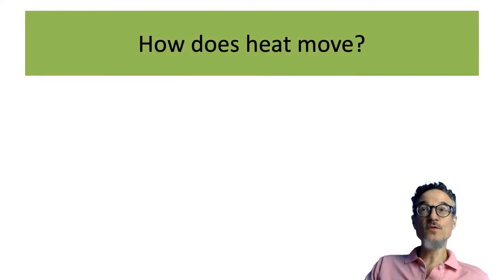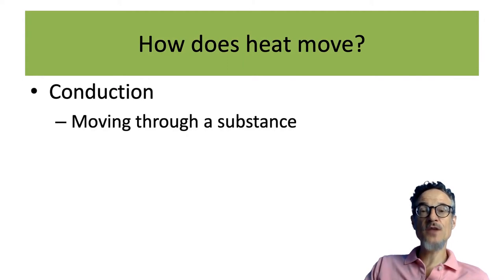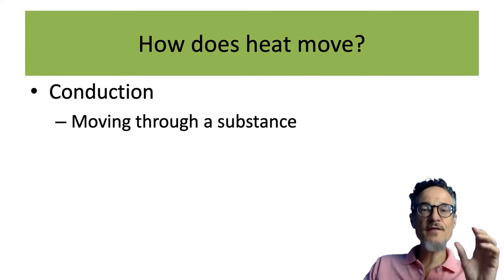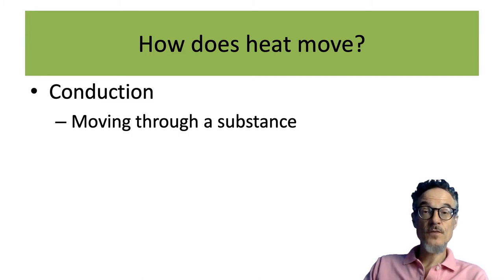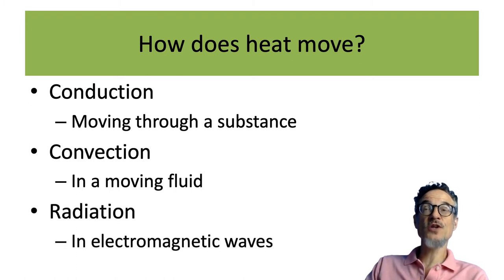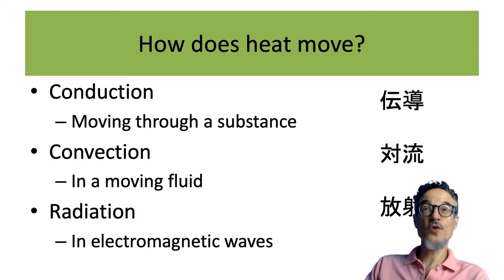So heat moves then. The other thing that can happen, as well as turning energy from one form into another, is once we have heat, it can move. And it can move through air, it can move through water. And there are 3 ways that it moves. One of them is called conduction, one is called convection, and the other one is called radiation. Those are some Japanese terms to help you.